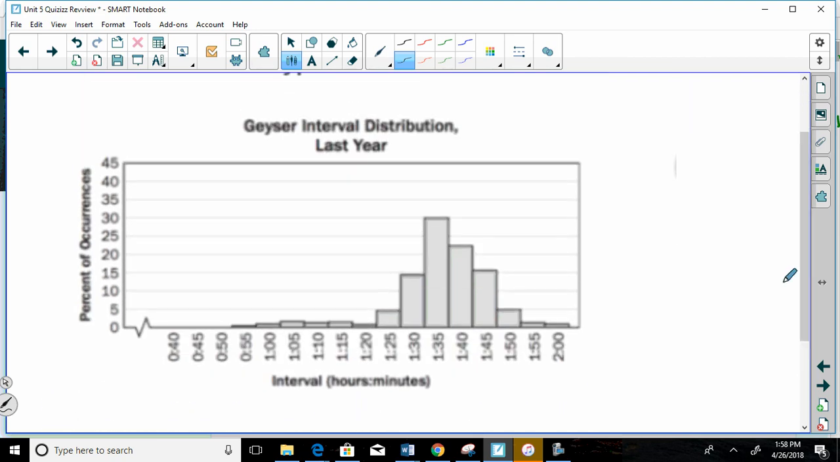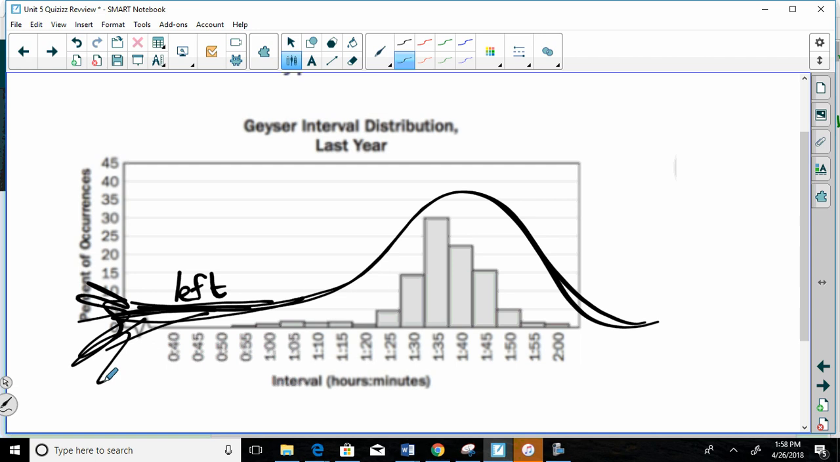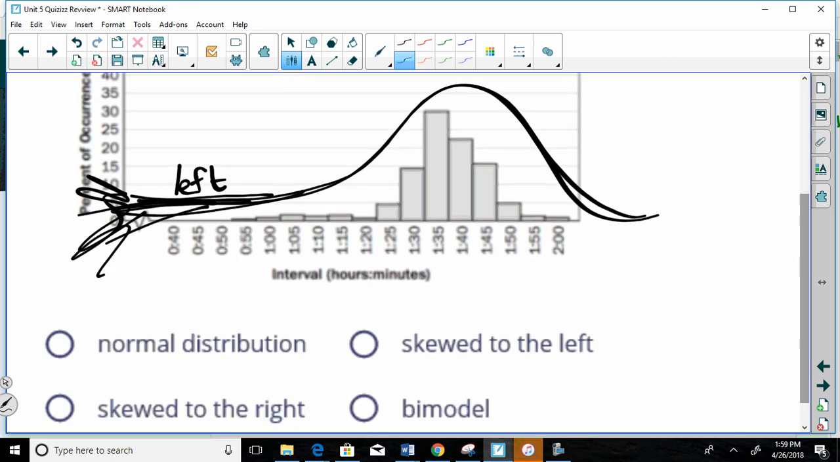All right. So when I draw this like this, where's the tail at? The right or the left? Left. Do you know which one's the tail? It's the long one. The other one's long too, but that's the bump. The tail is the long part. Here's his furry tail. So it's skewed to the left. Wherever the tail is, the data is skewed that way. Remember when we did the dance? Skewed to the left, skewed to the right.